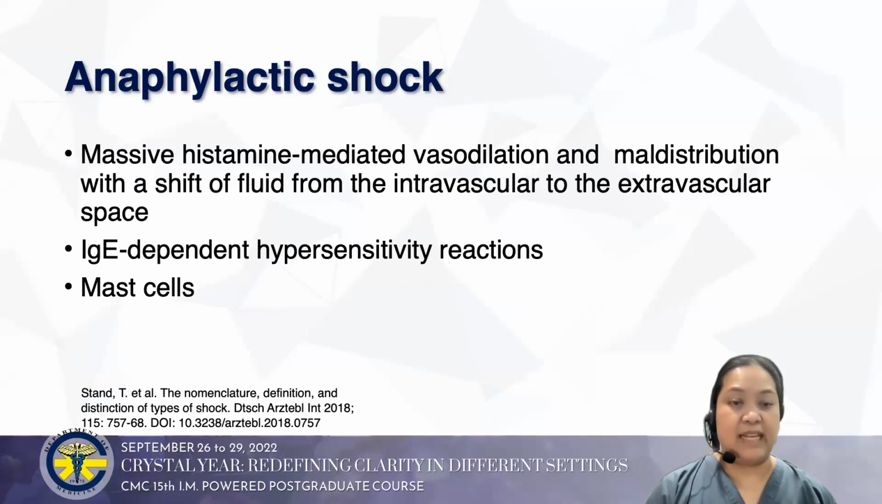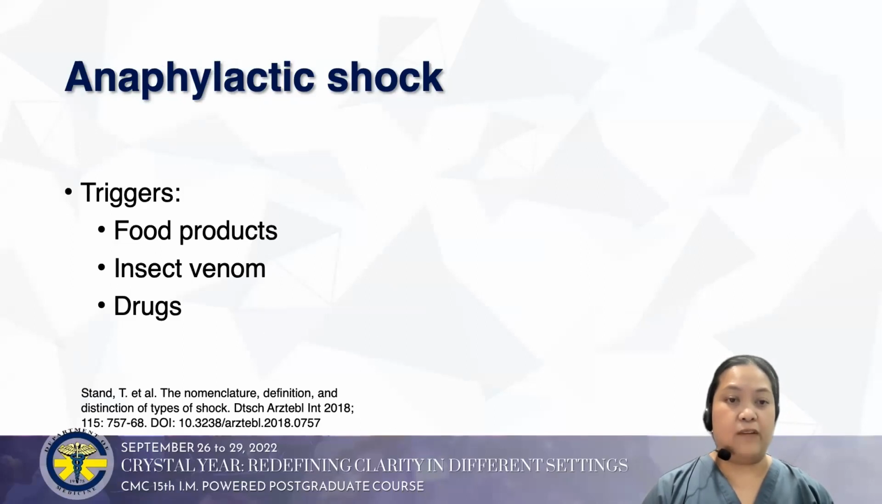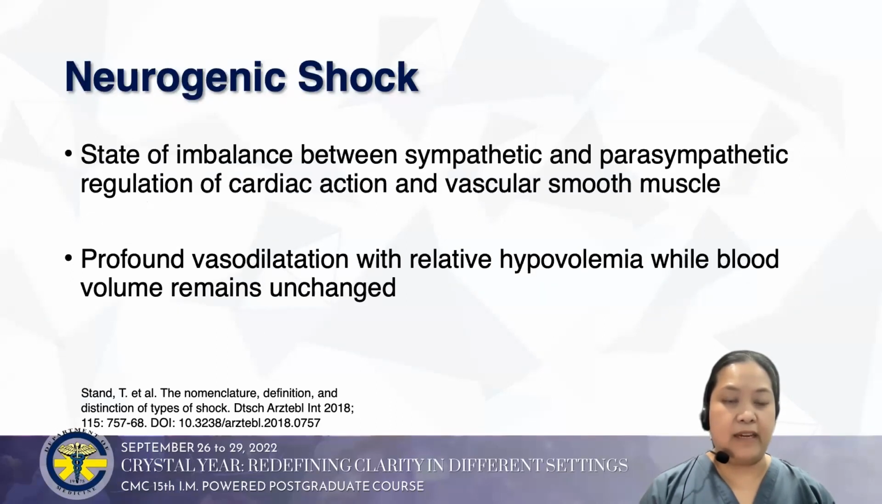This occurs with a massive histamine-mediated vasodilation and maldistribution with the shift of fluid from the intravascular to the extravascular space. It is an IgE-dependent hypersensitivity reaction and is involving mast cells. The usual triggers for anaphylactic shock are food products, venom from insect bites, and even drugs. The final subtype for distributive shock is neurogenic shock. It is a state of imbalance between sympathetic and parasympathetic regulation of cardiac action and vascular smooth muscle. There may be profound vasodilatation with relative hypovolemia while the blood volume remains unchanged.